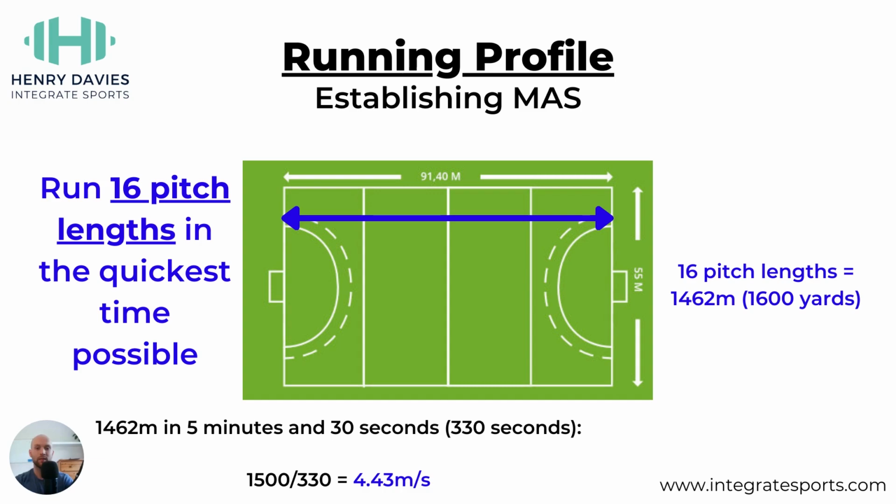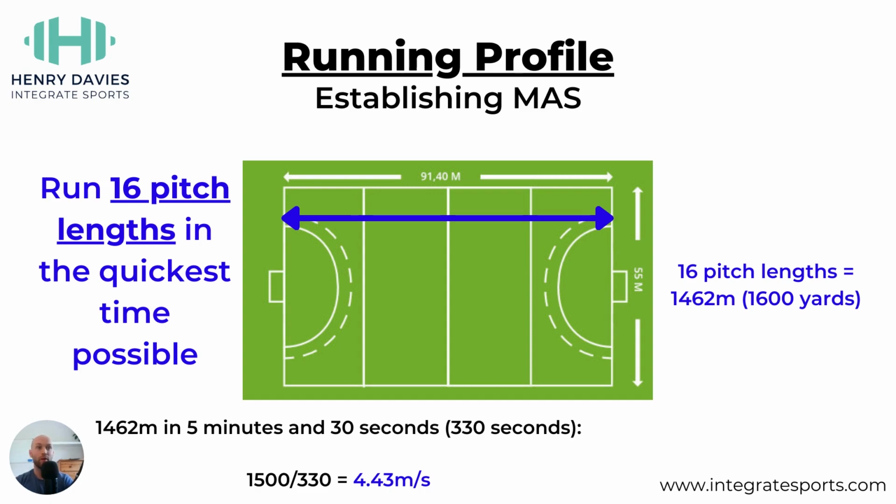You can use a 10 pitch length test. However, progressively, I think a 16 pitch length is probably a little bit more appropriate and physiologically a better determinant of our maximal aerobic speed because of the distance and time involved. So very simply, you need to run 16 pitch lengths, which is 1,462 meters or 1,600 yards, as quick as possible. Now, it's important that this is a sustainable speed because it's our maximal aerobic speed.